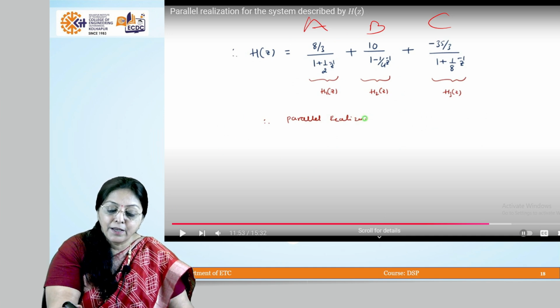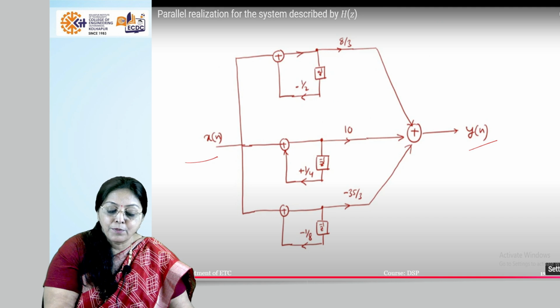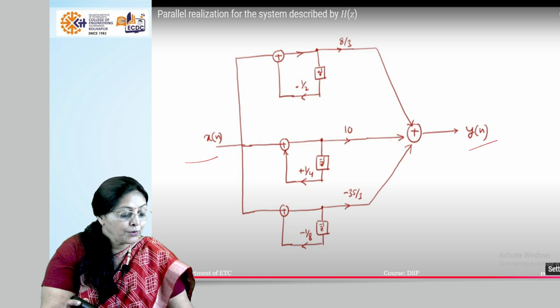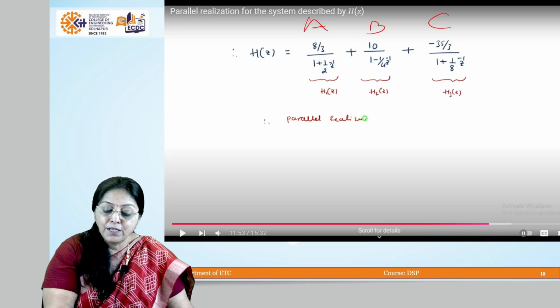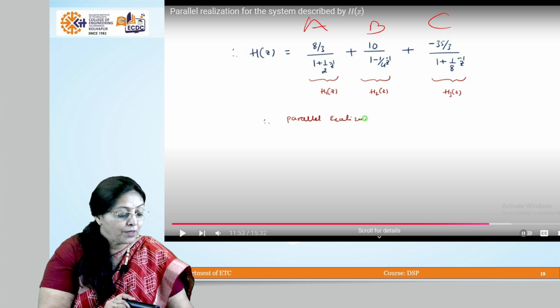10 is the multiplier for the numerator. So, on the left side, instead of minus 1/4, it becomes plus 1/4. So, this becomes plus 1/4 z raised to minus 1. Another multiplier for the numerator is minus 35/3. Here in the denominator, 1 upon 1 plus 1/8 z raised to minus 1. So, it is 1 plus 1/8 z raised to minus 1.